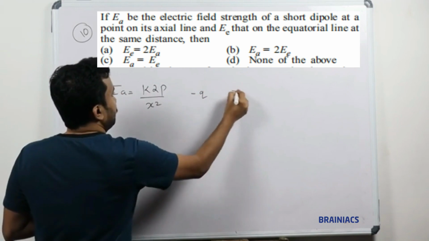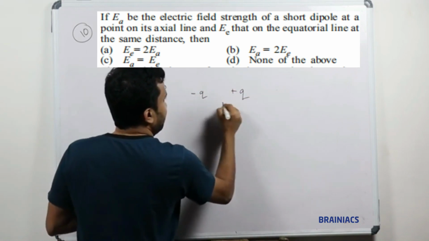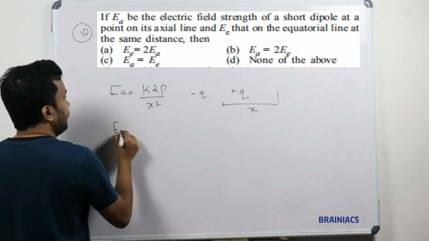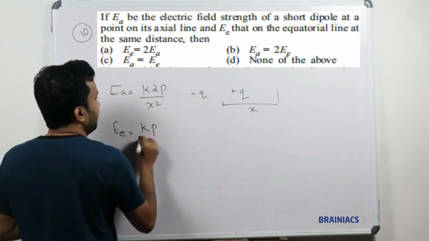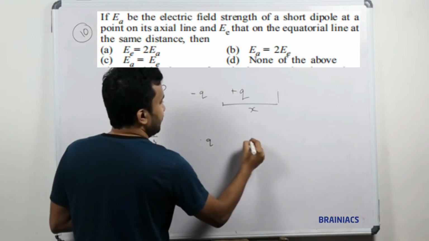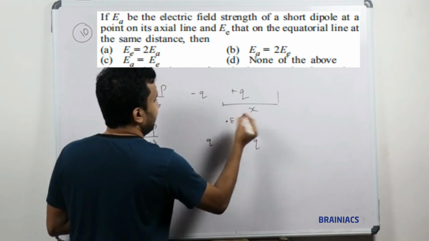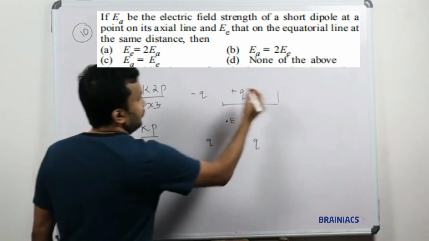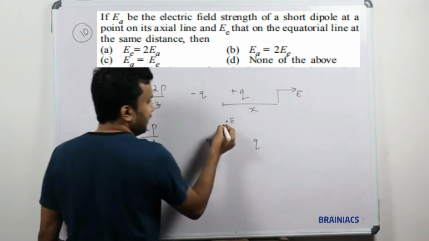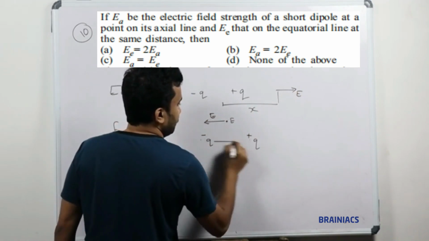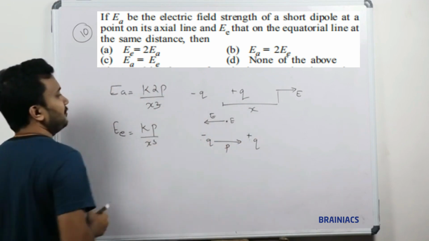So we have minus q and plus q forming the dipole, with the point at a distance of x from the center. This is the formula. And with respect to the equatorial, what's the formula? Kp by x cube. So minus q charge and plus q charge, we are finding the electric field here. What's the direction of this electric field? Along this direction. Here the minus, here the plus. So the dipole moment is in this direction and the electric field is like this.